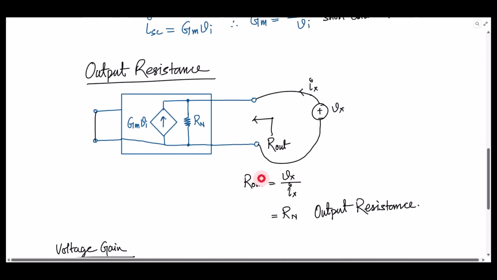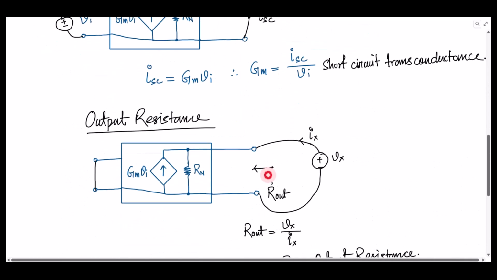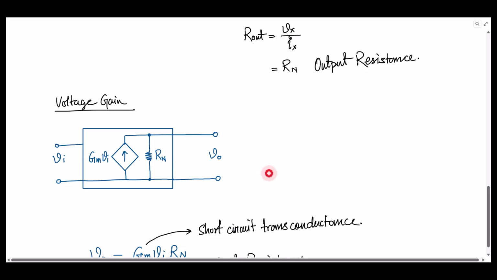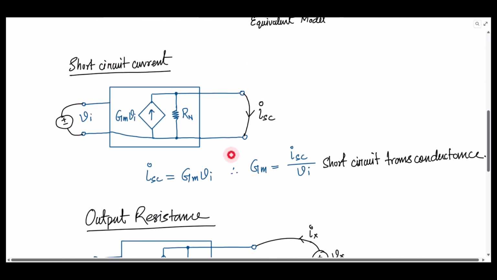Now, how does it help us? This method helps us calculate the voltage gain. If you see the expression of the voltage gain from the input to output, the output voltage is basically this current times this resistance Rout. So what is this current? This current is basically Gm times Vi, and the output resistance is Rout, right? So what is this Gm? This Gm is your short circuit transconductance, because we have already calculated it here.